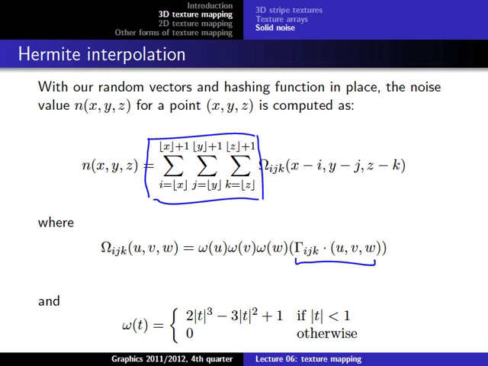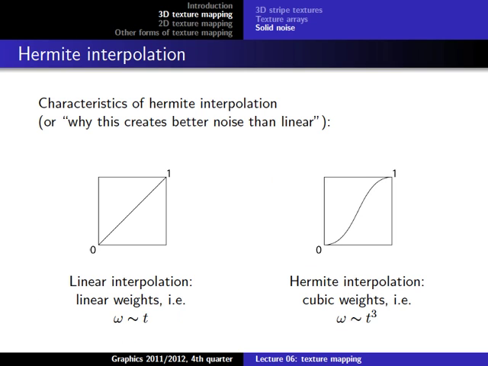We sum that up over these values with a weight like we had previously, but now we do not have a linear weight. If you look at the weight function here, you see we have t to the power of 3 and to the power of 2. So we have a cubic weight function here. And Perlin claims that this produces better results. Now, if you look at how a cubic function looks, it's kind of intuitive to understand why this might produce better results.